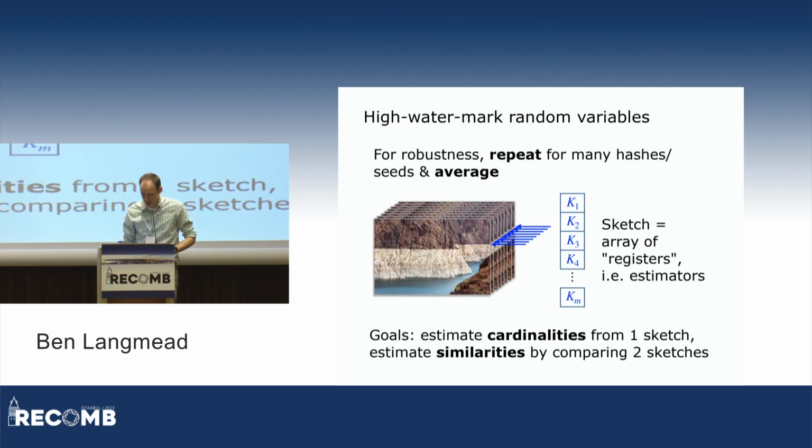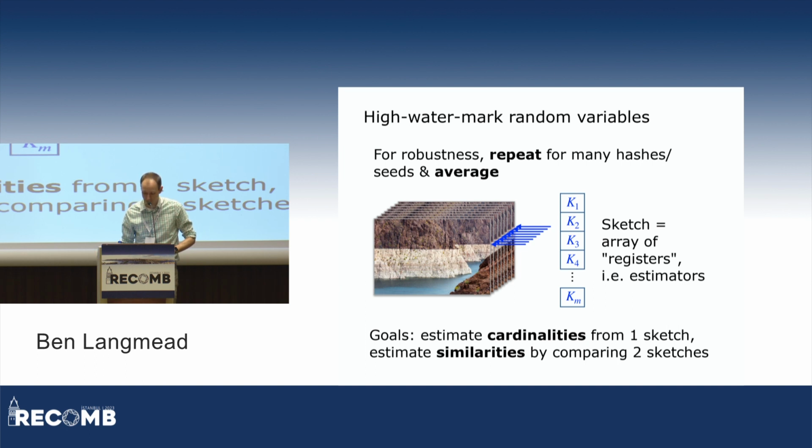Okay, so to complete the schematic picture here, we don't just do this once. If we are using hash functions or if we're using random number generators, either way, we want to repeat this so that we have not just one high watermark random variable, but a whole collection of high watermark random variables in our sketch. And when they are concretized in our sketch like this, I'm going to often just call them registers, which is what they're called in the literature.